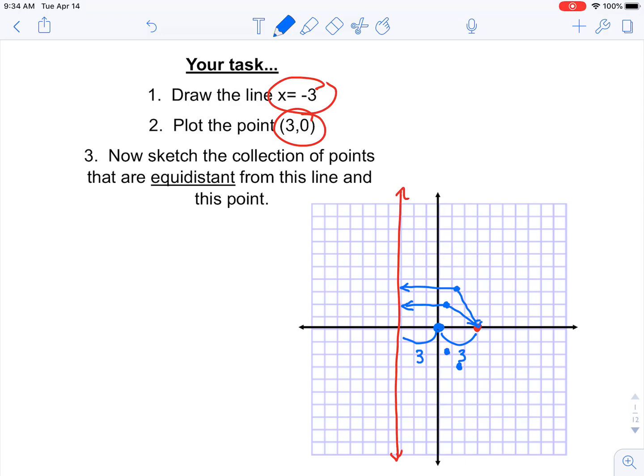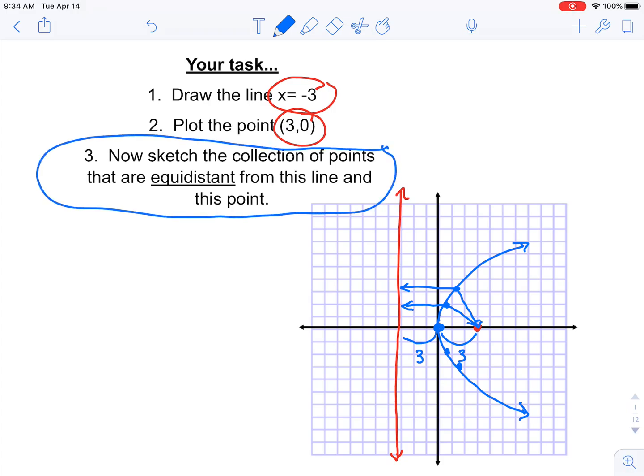What we should ultimately see is that these points end up forming a parabola. And this right here gives us a much more official definition of what a parabola is.